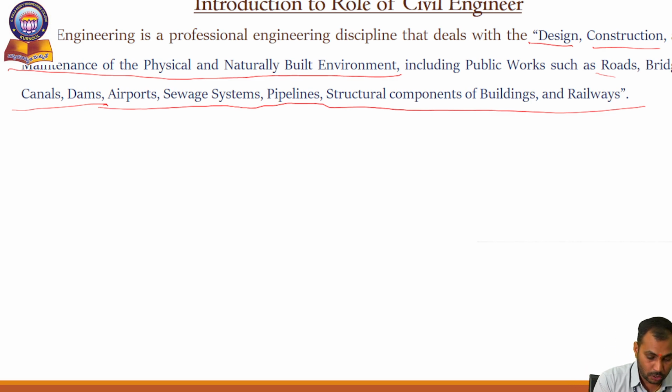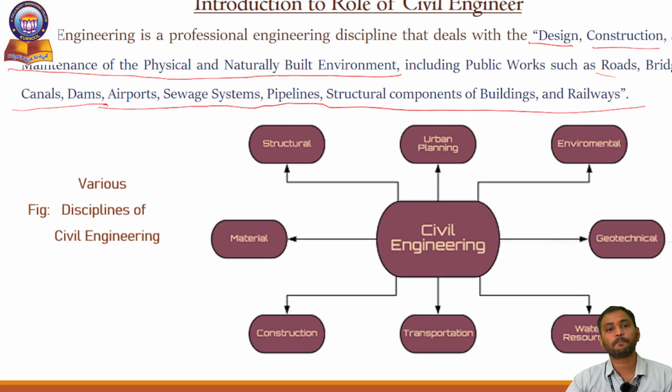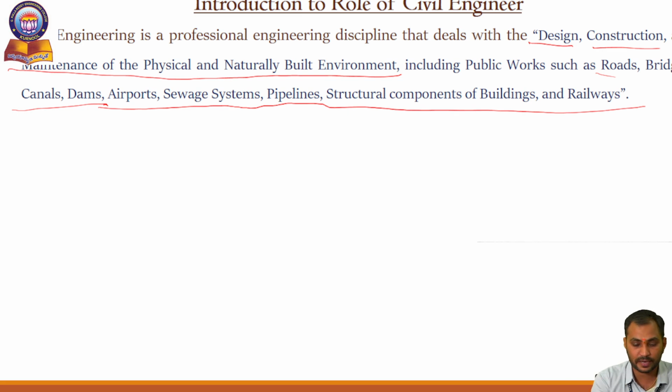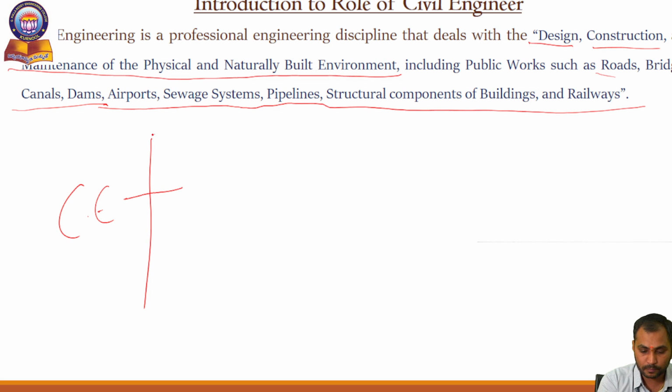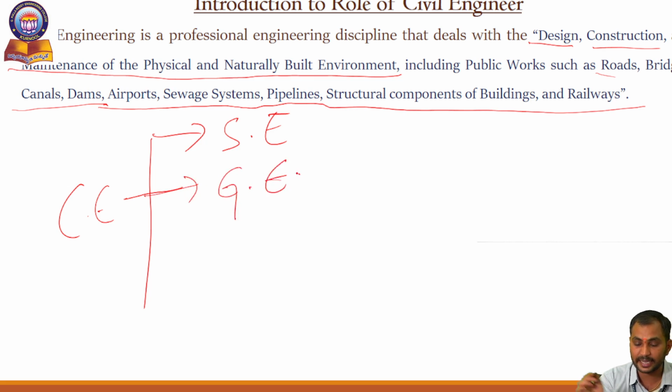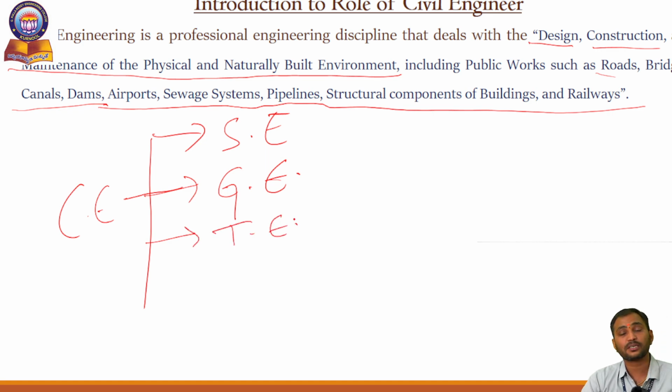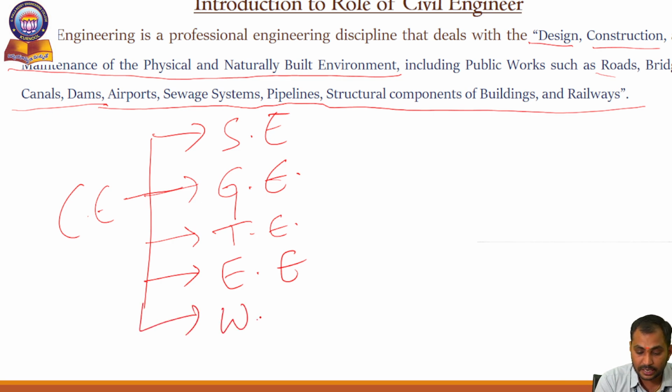There are various disciplines of civil engineering. What are those various disciplines? The first one is structural engineering, the second is geotechnical engineering, the third is transportation engineering, the fourth is environmental engineering, and the last, fifth, is water resource engineering.